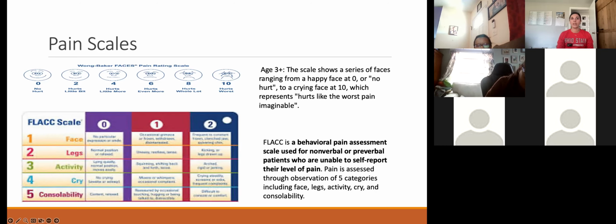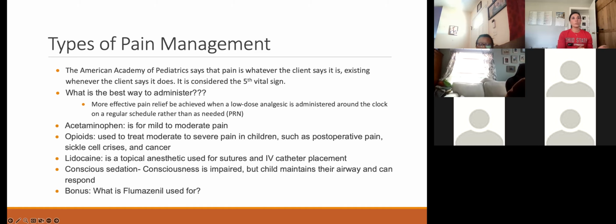When we're giving pain medicine, we want to give low dose medications around the clock on a regular schedule, rather than waiting until we're in excruciating pain and only giving those PRN medications. So that preventative pain plan is what we're going for. Low doses on a schedule.